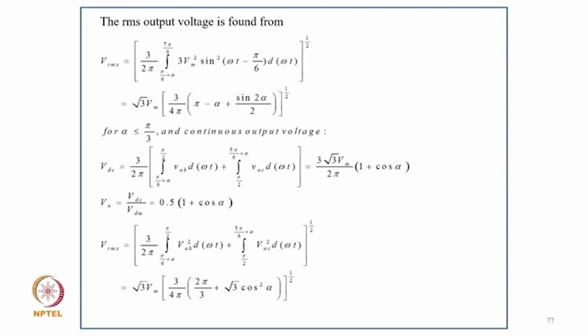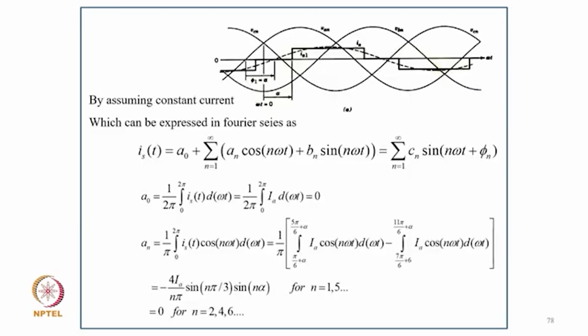Vrms equals 3 [3/(2π)] ∫ from π/6+α to π/2+α of Vab² dωt, which becomes equal to √3 Vm [(3/4π)(2π/3 + √3 cos²α)] to the power half. And by assuming constant current, we can express the supply current as a Fourier series.